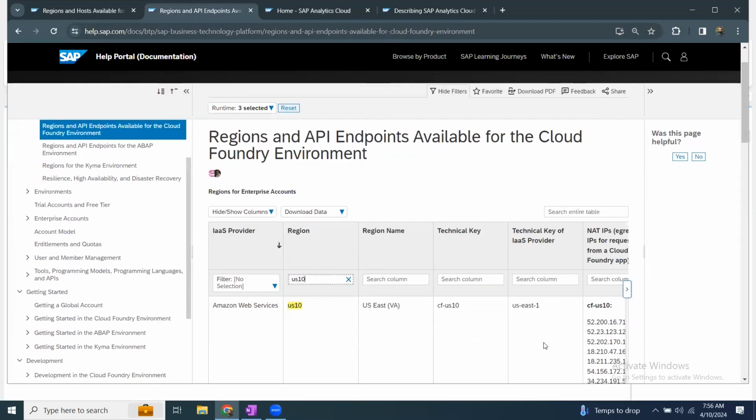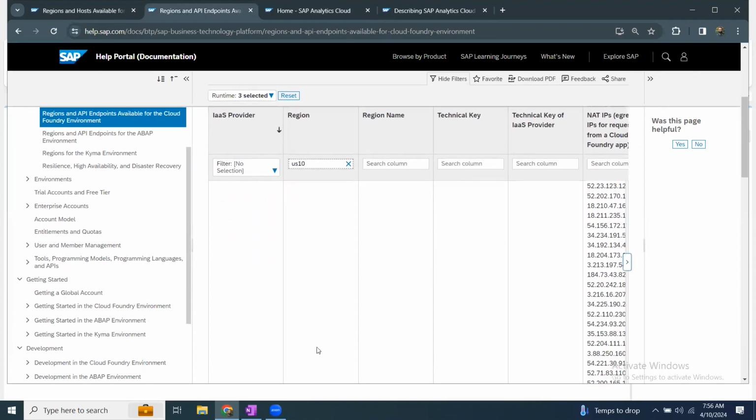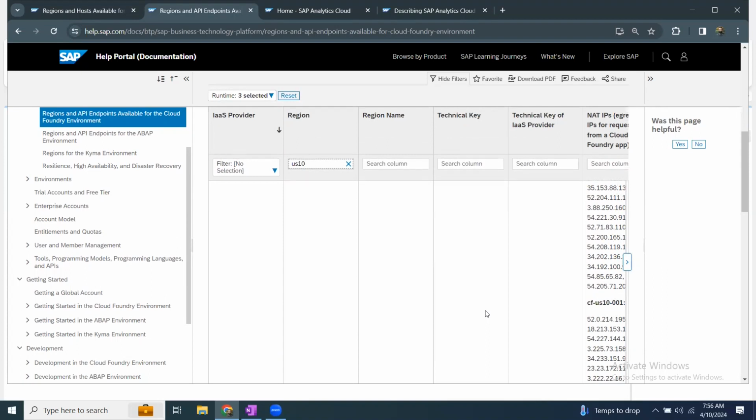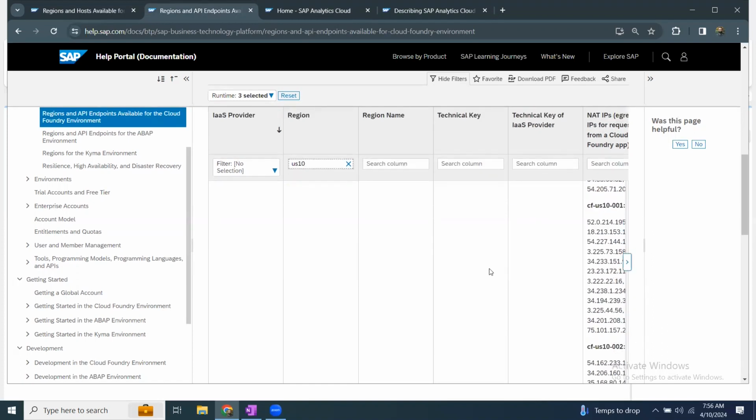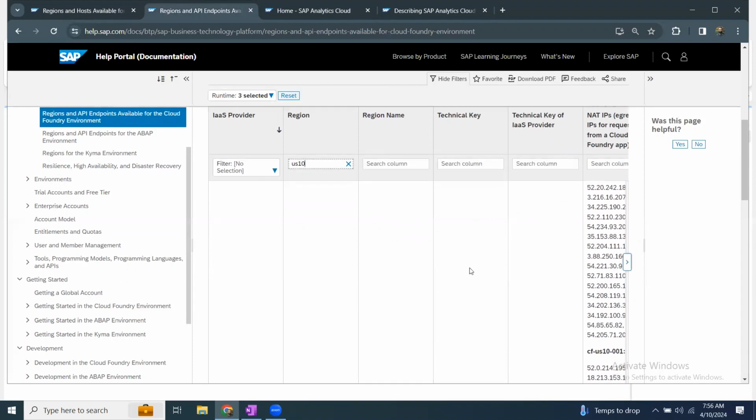Also here you can see the public IPs that are to be whitelisted if you're sitting behind a firewall. For example, if your SAC or any other services are connected to on-premise systems that are sitting behind the firewall, you may have to whitelist these public IPs in order to prepare the rules for the networking. That's not something related to the topic of this session, but I just wanted to show you where you can find the region information here.